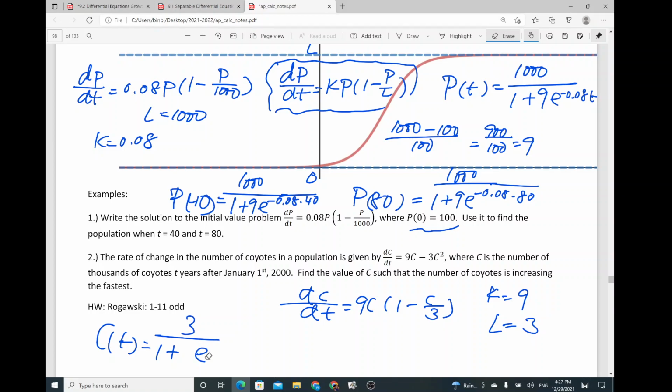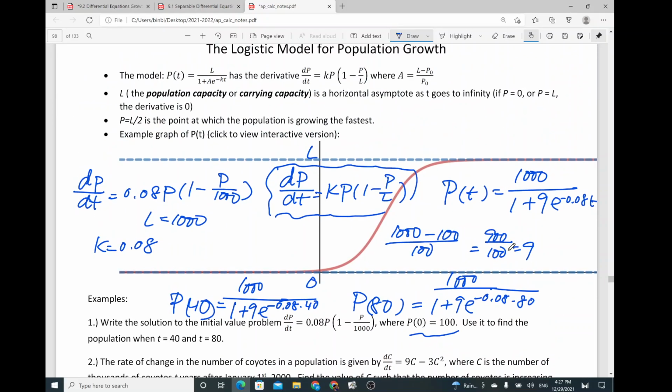This one looks like it's not given with the initial condition, so let's just say a first. So a times e to the power of negative, well, we do know that k is 9, so negative 9t. In order to solve for a, a is considered L minus P0 divided by P0.